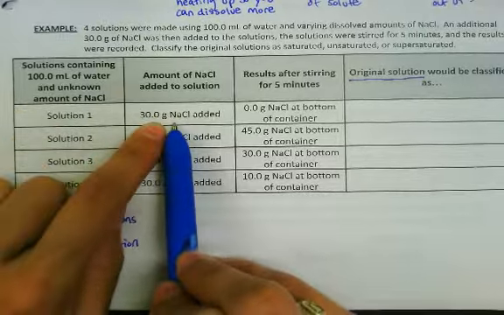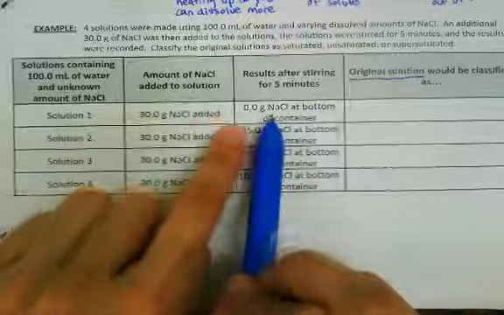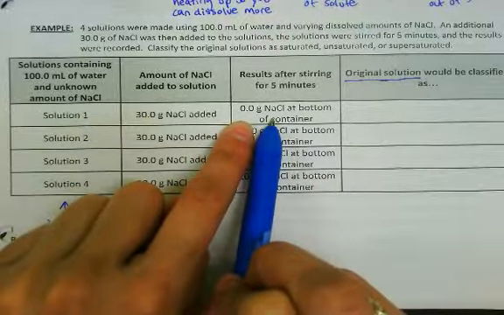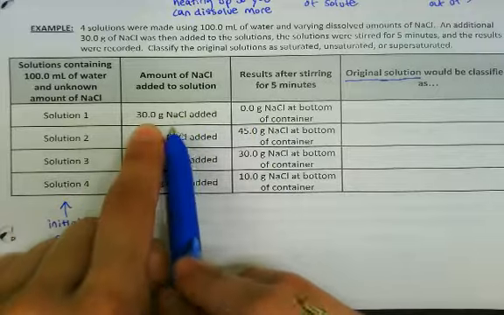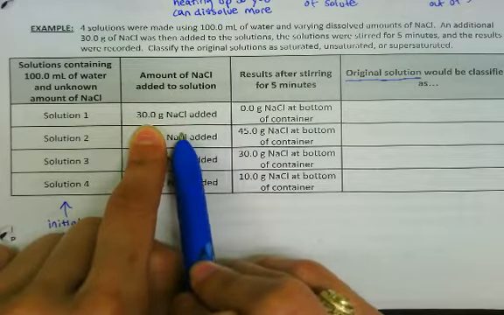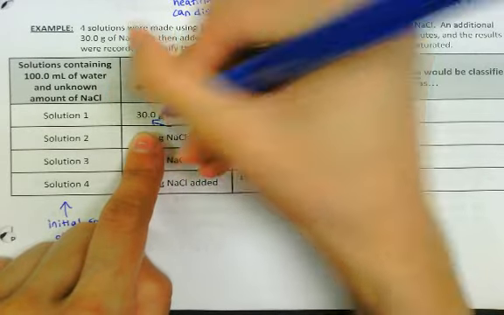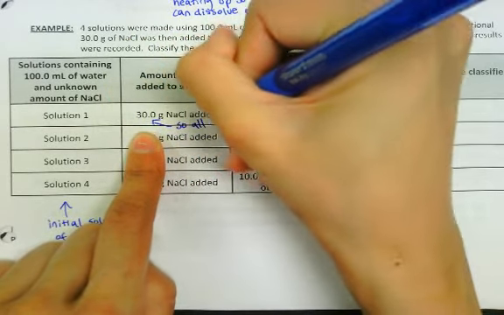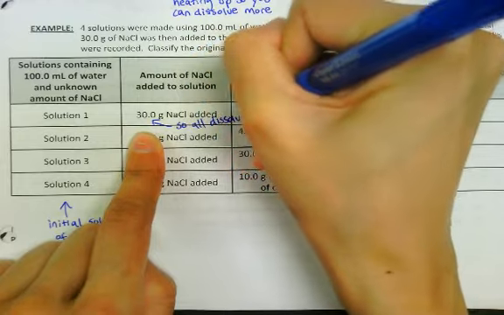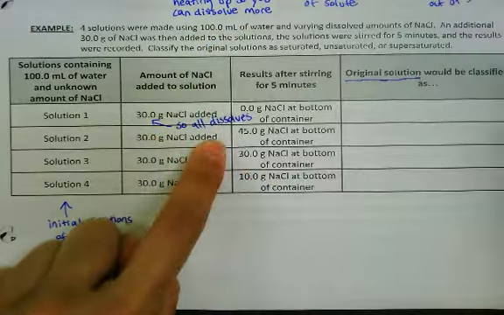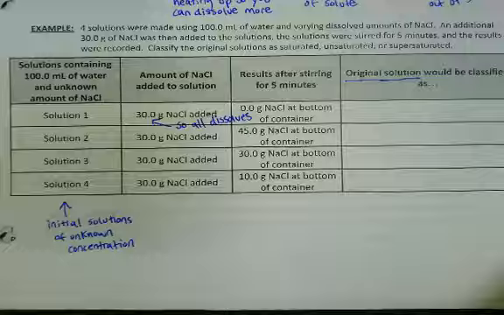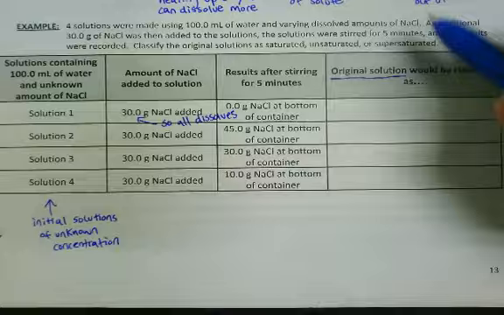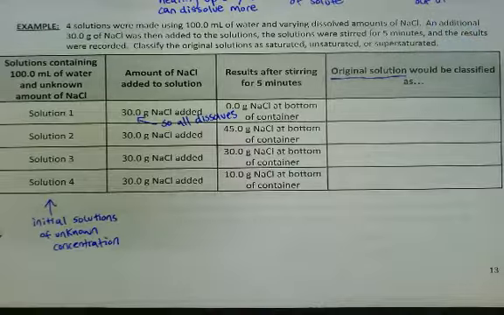For this first one, this unknown solution 1, we don't know what its concentration is, but we do know that when we add 30 grams of sodium chloride, after we stir for 5 minutes, there's 0 grams of sodium chloride left at the bottom. What does that mean? What happened to all 30 grams of the sodium chloride, y'all? Dissolved, right? So all dissolves. If all of that dissolved, what must our original solution have been?